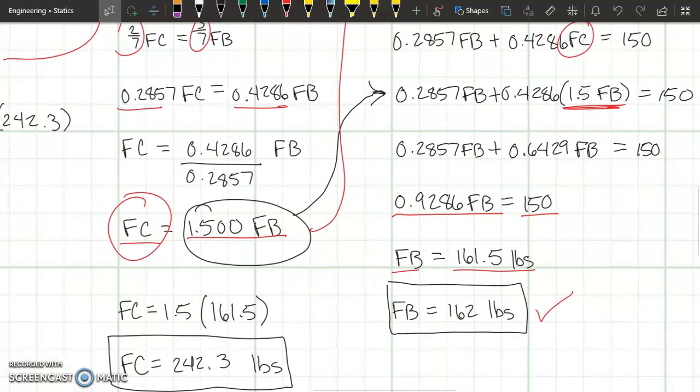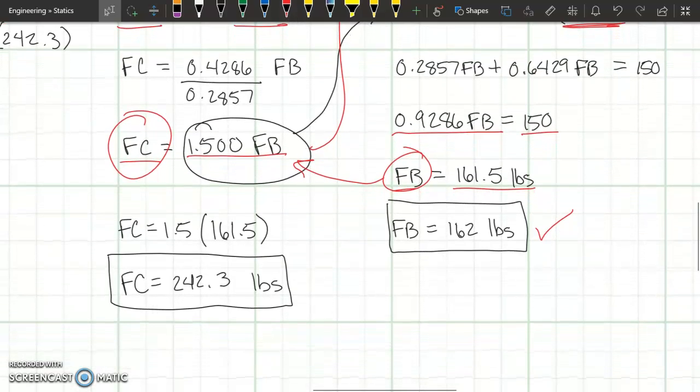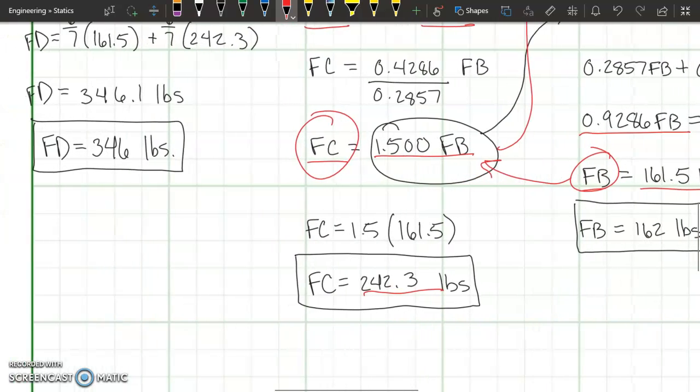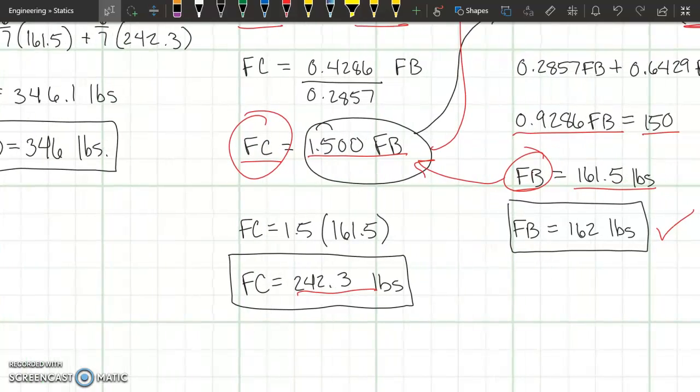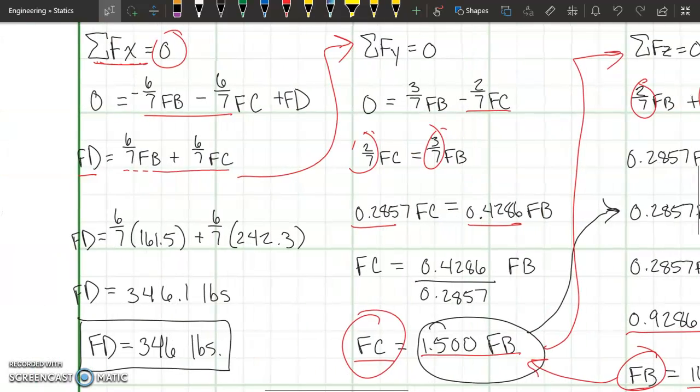From here, we're going to take this FB value and we're going to substitute it in right there. Pretty easy. That'll give us FC is equal to 1.5 times 161.5, or FC is equal to 242.3 pounds. Now, since we have both our FB and our FC values, we'll go back over here and calculate our FD value.